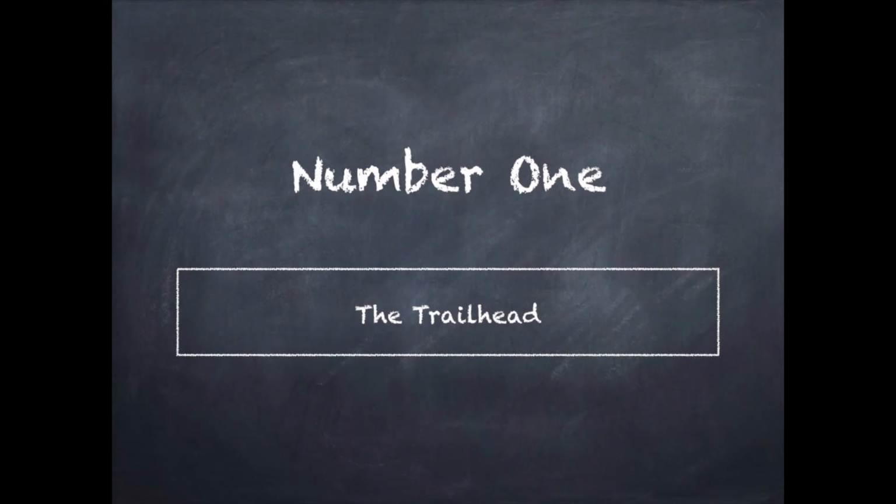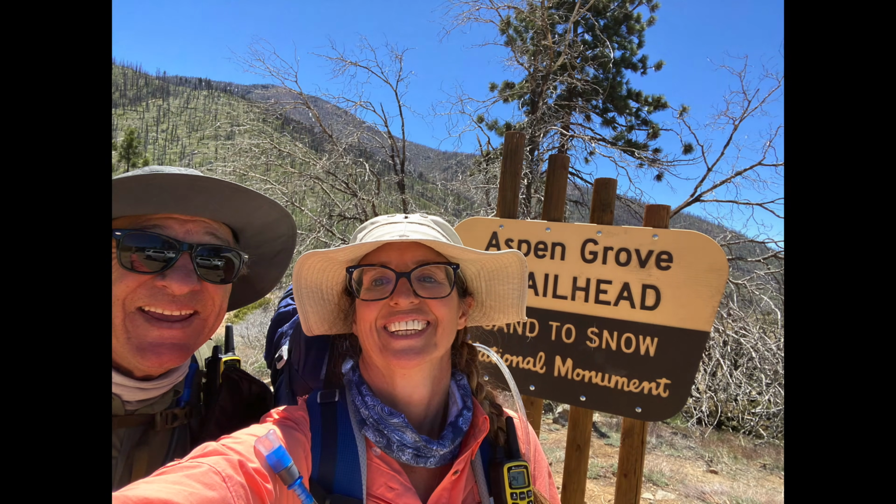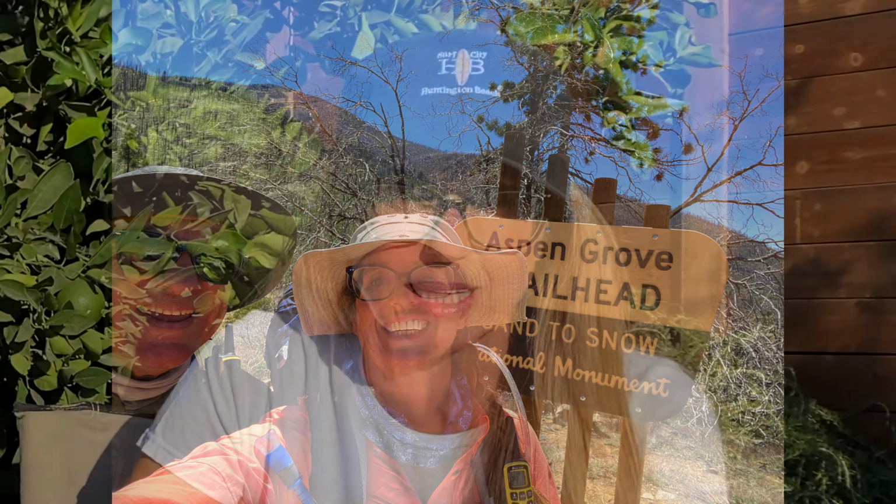Number one, the trailhead. The trailhead is pretty much what it says. It is the beginning of the trail. It is usually marked with the name of the trail. It will generally have some information about the trail, maybe a notice board, and the requirement for permits. So it is really the head of the trail where the trail starts.